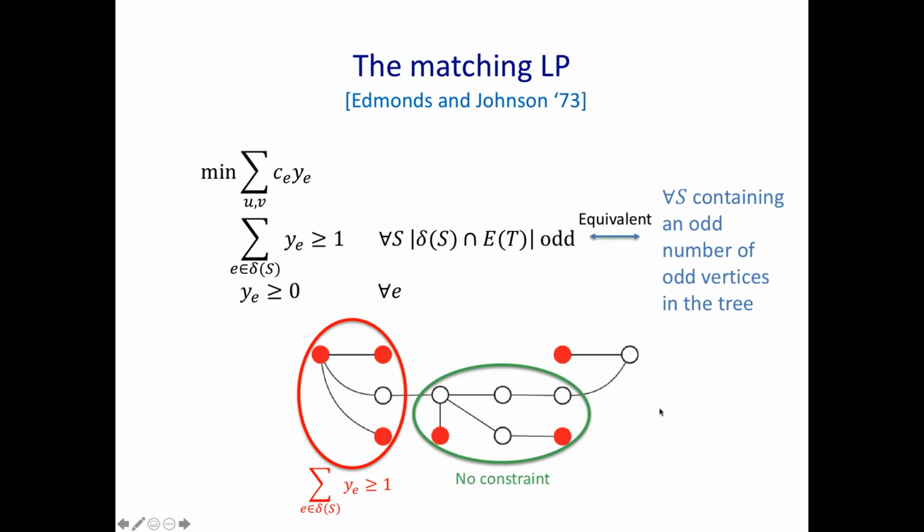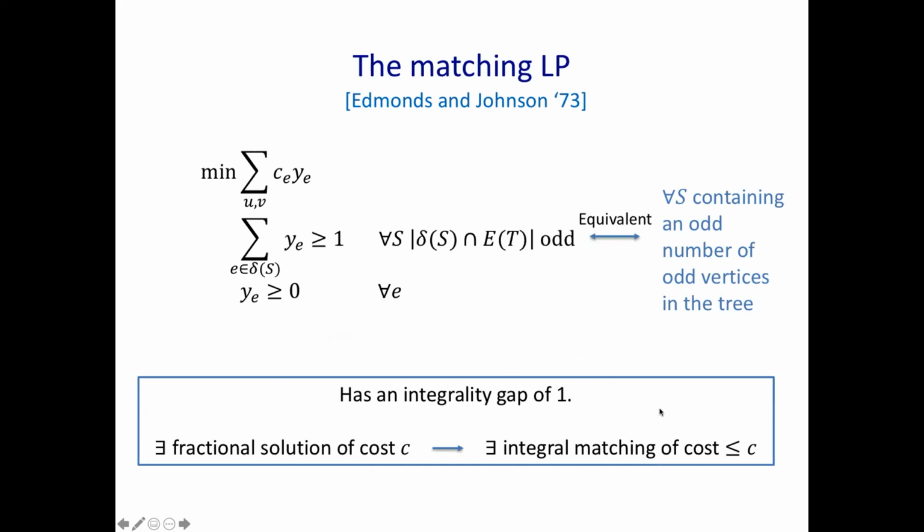And this LP has a very nice property. It has an integrality gap of 1. So if we can construct a fractional matching of cost C, there must be an integral matching of cost at most C that in fact our minimum cost matching procedure will find. So we're just showing the existence of a cheap solution.